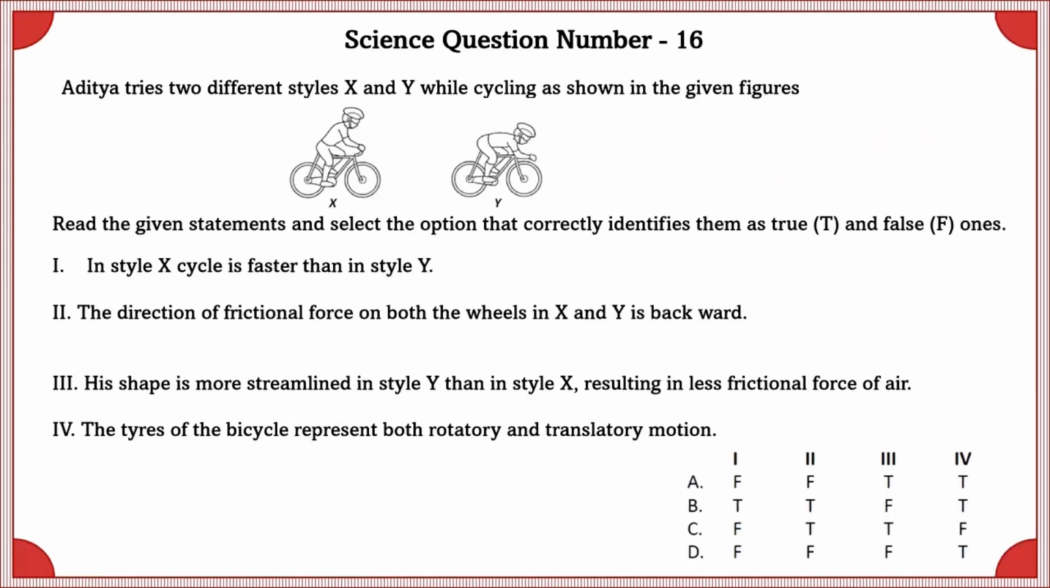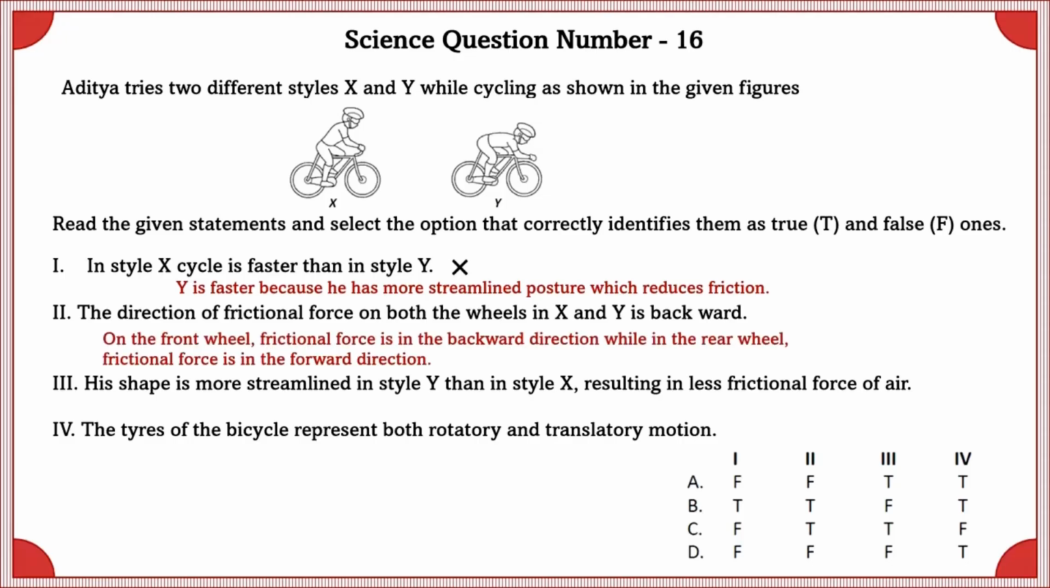Science question number 16. Aditya tries two different styles X and Y while cycling as shown in the given figure. Read the given statements and select the option that correctly identifies them as true and false ones. In style X, cycle is faster than style Y. Y is faster because he has more streamlined posture which reduces friction. The direction of frictional force on both the wheels in X and Y is backward. On the front wheel, frictional force is in the backward direction, while in the rear wheel, frictional force is in the forward direction. So this is false.